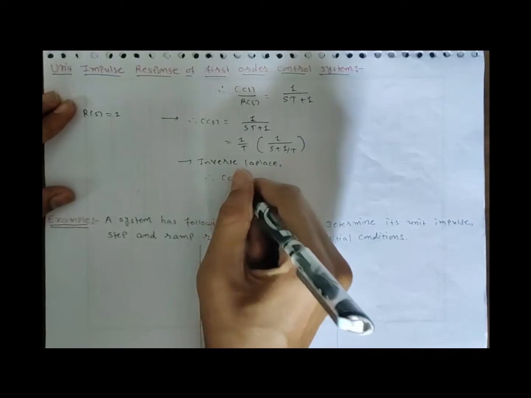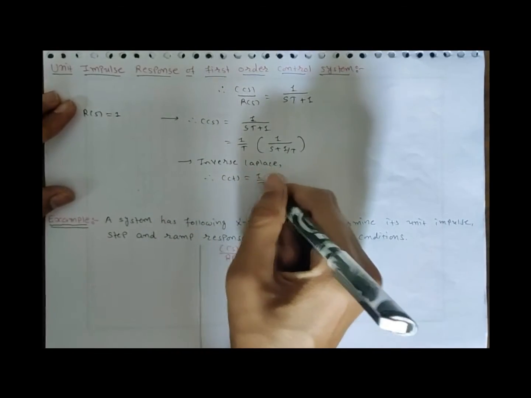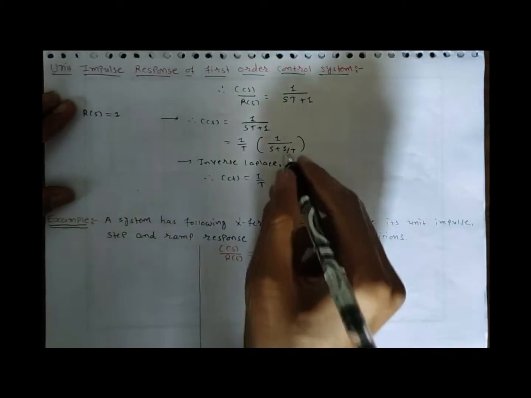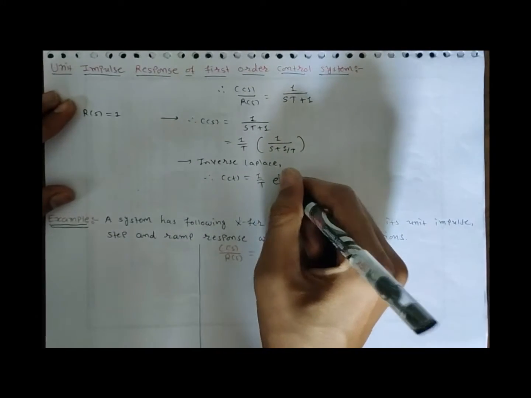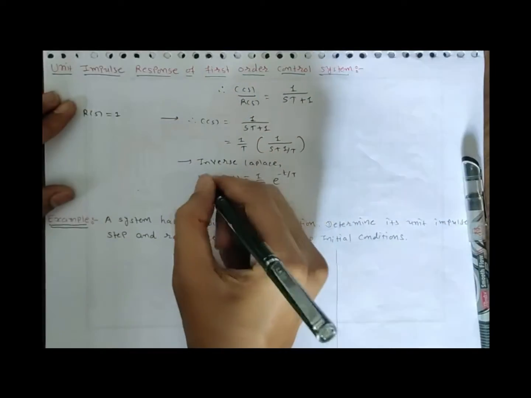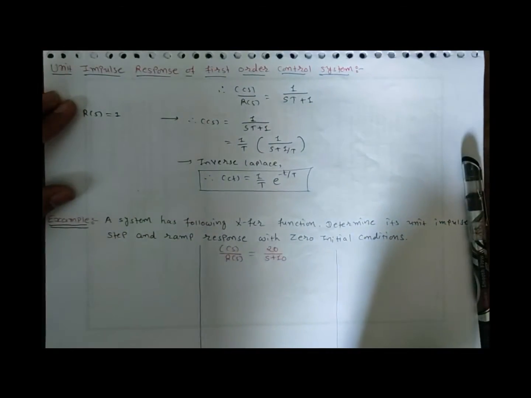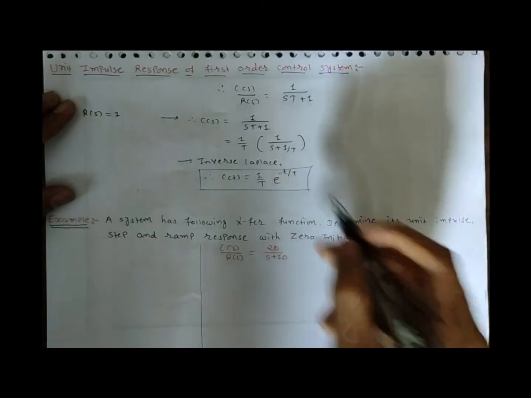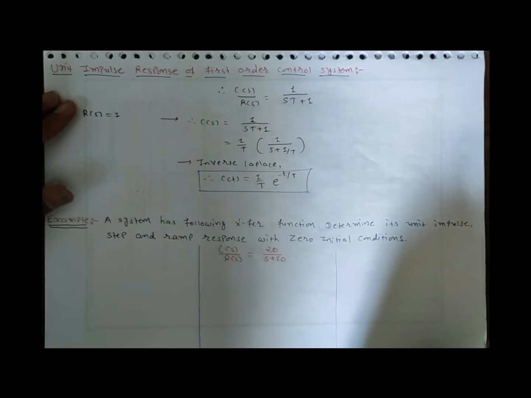C(s) becomes C(t), 1 upon T is a constant, and the Laplace inverse of the remaining term is e raised to minus t upon capital T. So this equation is the unit impulse response of a first order control system. Here capital T is the time constant.